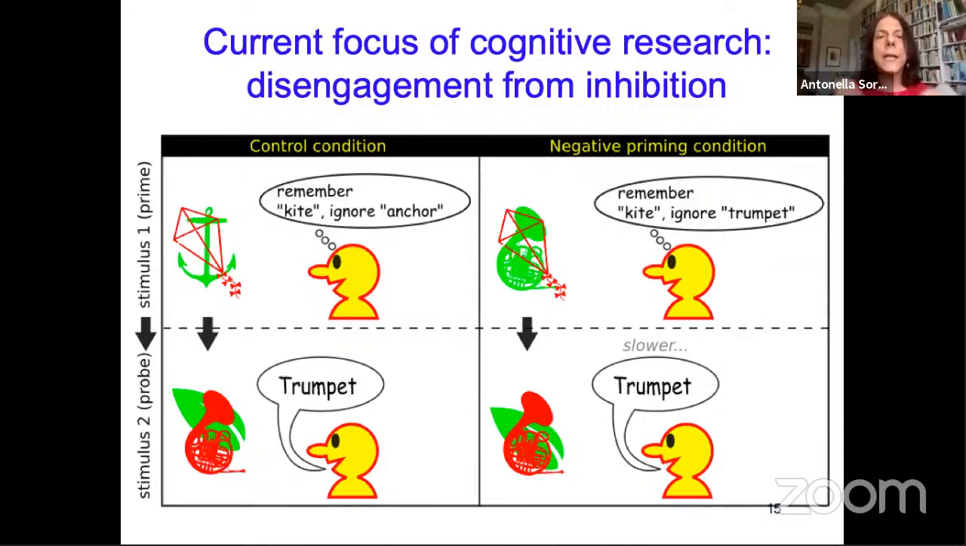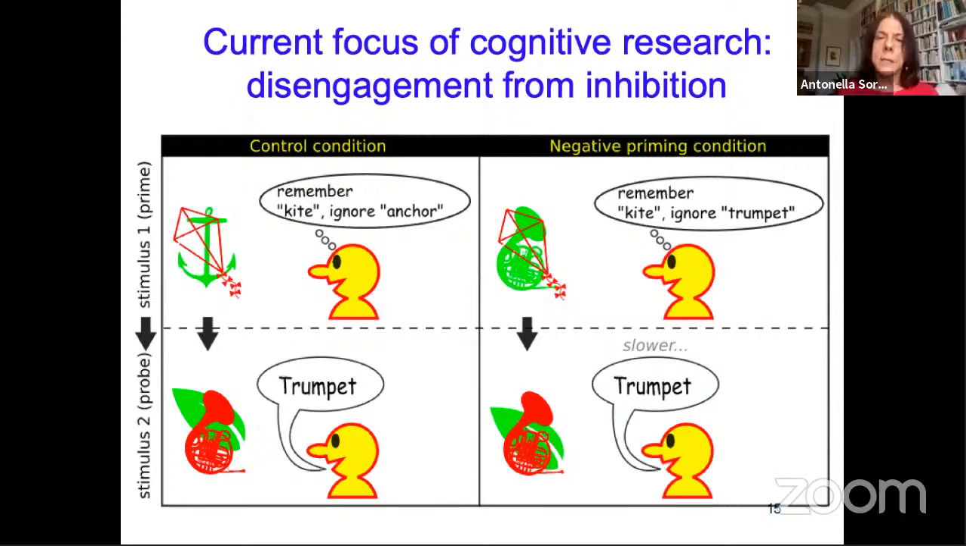If I know that I have to remember the word kite and ignore the word anchor, and then I see trumpet and I have to name what I see as fast as I can, there's no problem about that, because trumpet is not what I was supposed to ignore. But if I have to remember kite and ignore trumpet, and I'm ignoring trumpet and focusing on kite, but then I have to say trumpet because I've been ignoring and inhibiting it, recovering and refocusing attention on trumpet is going to be slower.